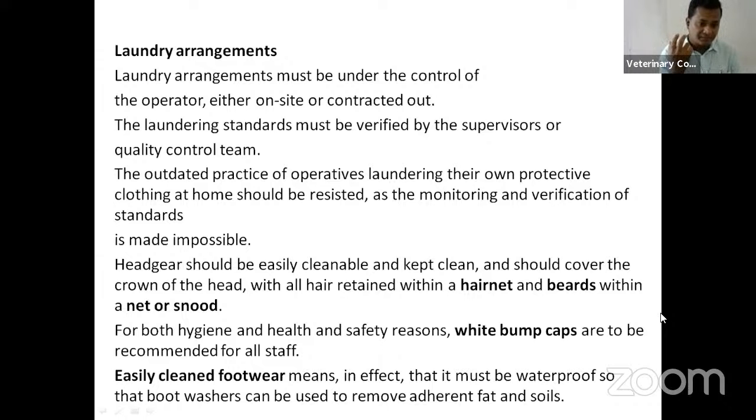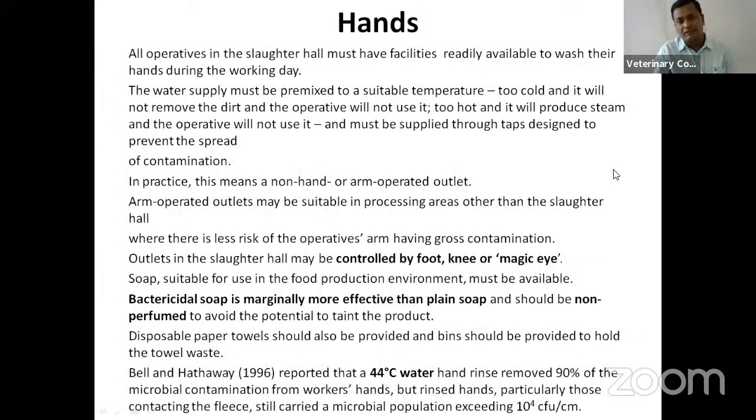White bump caps are recommended, and we have to have footwear that can be easily cleaned, sanitized, and kept tidy between usages, after the use and before the next use. Hands. In the slaughterhouse, all the processing occurs through either machines or the hands. Operators' hands are very important. That is why the hands have to be frequently washed.